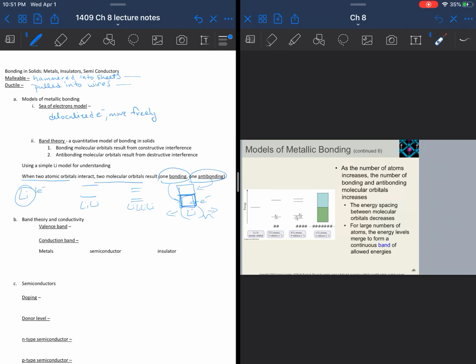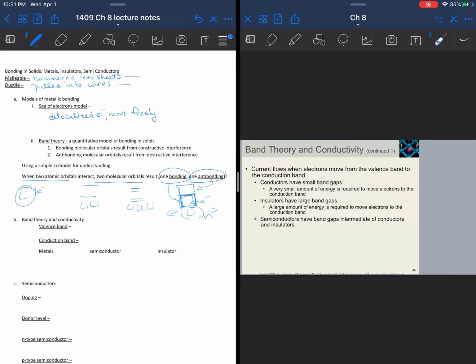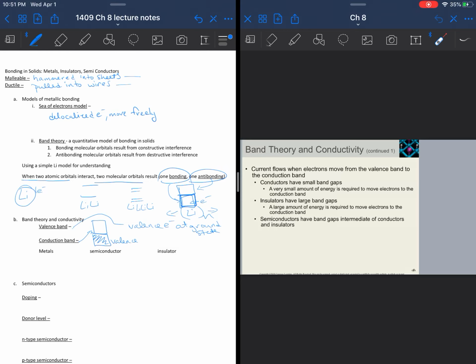Now, the energy levels are very close together for metals, right? Your bonding, or also known as our valence band, and let's get to our picture here. When we have our bonding and our antibonding, this is your valence band, and this is your conduction band here. Your valence band is where all of your valence electrons at ground state live.